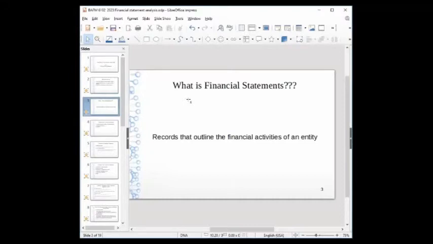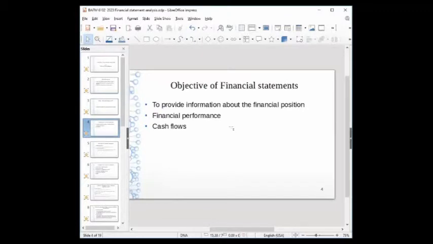The objective of financial statements is to provide information about the financial position, the financial performance, and the cash flow of the company.